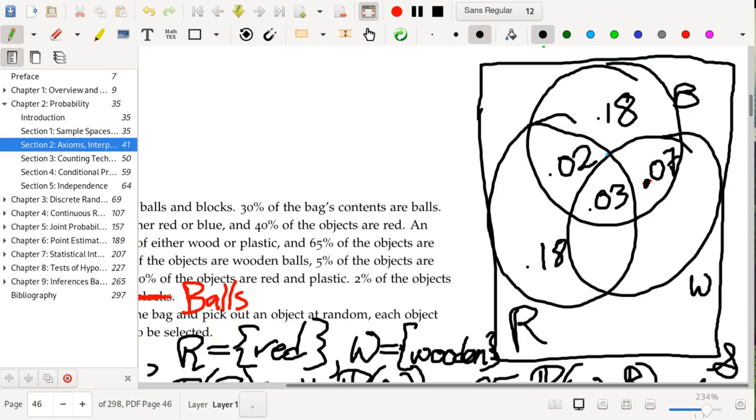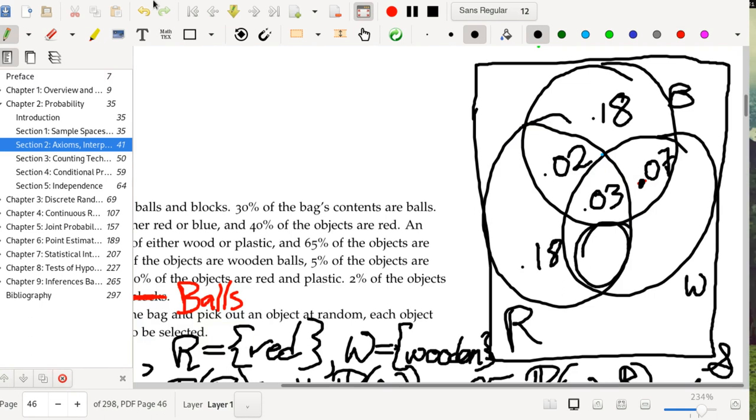Next up. Well, we've got the probability of red stuff, and we know that the probability of red stuff is 0.4. So red stuff is going to be the region I've just encircled in red. So far, 0.23 of that area is accounted for, but its total area is going to be 0.4. So when we're filling out this remaining blue sliver, it must be 0.17.